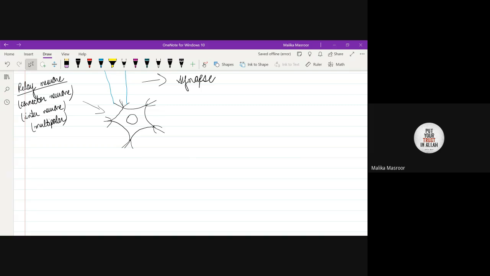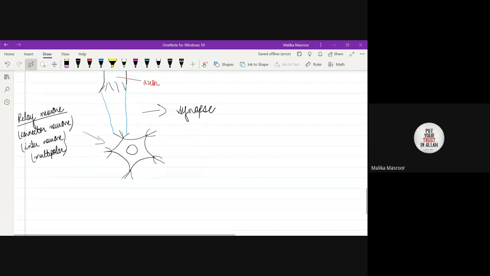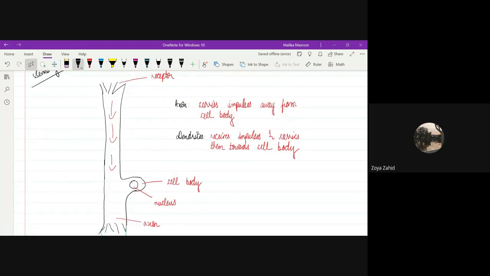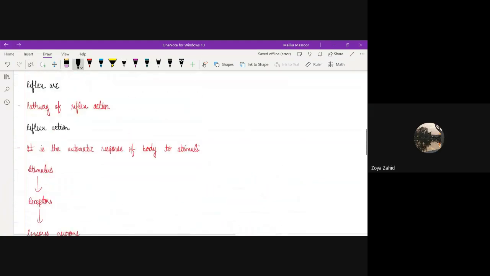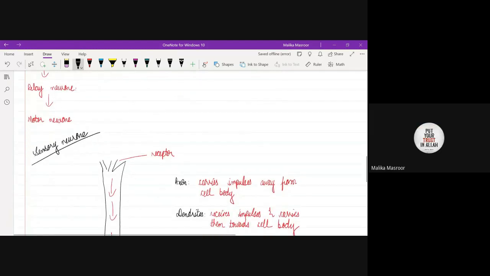Miss, can I ask something before we continue? Sure. At the starting of the diagram where you wrote receptor, for the sensory neuron, this is where the receptor cells are connected, right? Yes. Receptors will be connected to the sensory neuron because receptors are receiving the stimulus and then transferring it to the sensory neuron. Okay, so where are the dendrites? Receptors are attached with the dendrites, right?